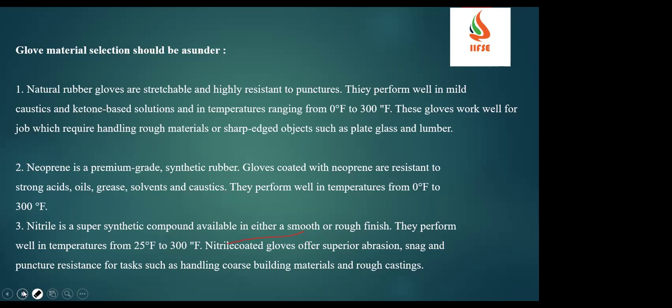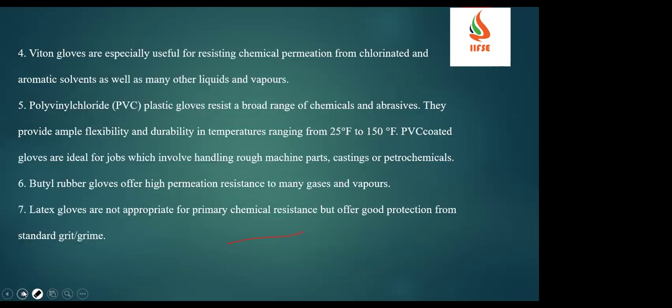And if you see neoprene, it is a premium grade synthetic rubber glove coated with neoprene, resistant to strong acids. So these neoprene gloves are used for handling of chemicals. And nitrile, this is also one of the kinds of rubber. These gloves also are used for handling various kinds of materials. And also it is able to handle 25 degrees Fahrenheit to 300 degrees Fahrenheit.